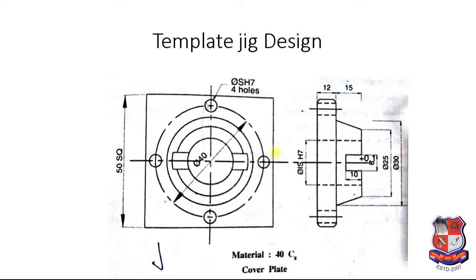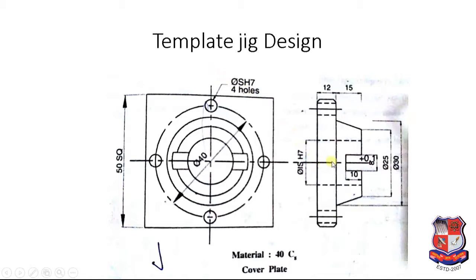About design of template jig. So here is the component. Jig is basically used to drill the hole in the component. Here we need to drill holes of 5 mm diameter. 4 holes are located like this. So for this type of component we can use template jig.